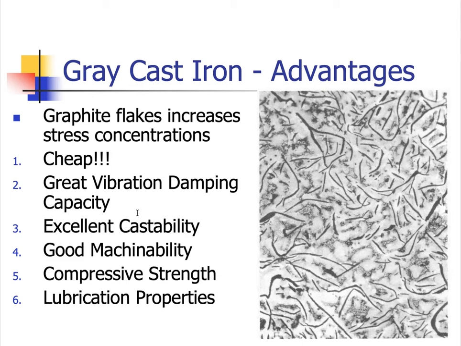It's great in compression, and here's the weird thing: if you're using it in a car engine, most engines, the actual liners, the cylinder bores, are made of cast iron. Even the rings that go around the piston are made of cast iron. Why? Because it has great lubrication properties.